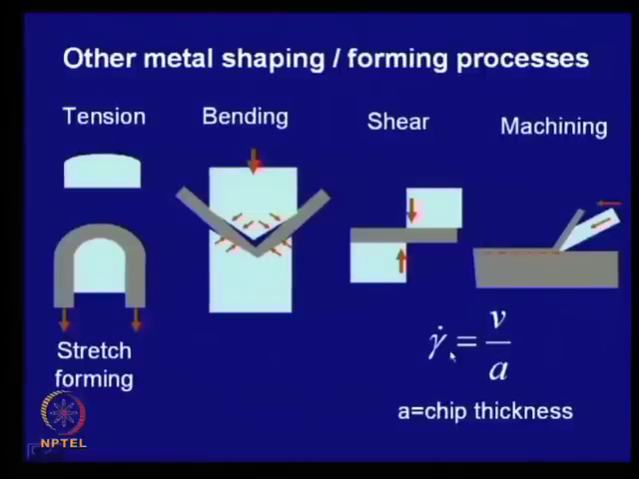And here also it is possible to calculate the strain rate for shearing process, like at what rate the tool is moving, or the job is moving if the tool is fixed. So if V is the velocity, your strain rate will be this velocity over this length A, which is the chip thickness. You can see that this will be your strain rate.